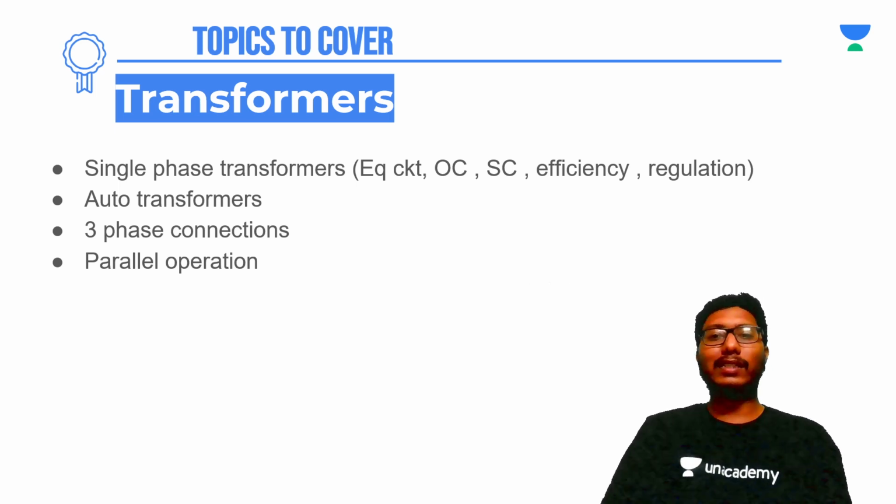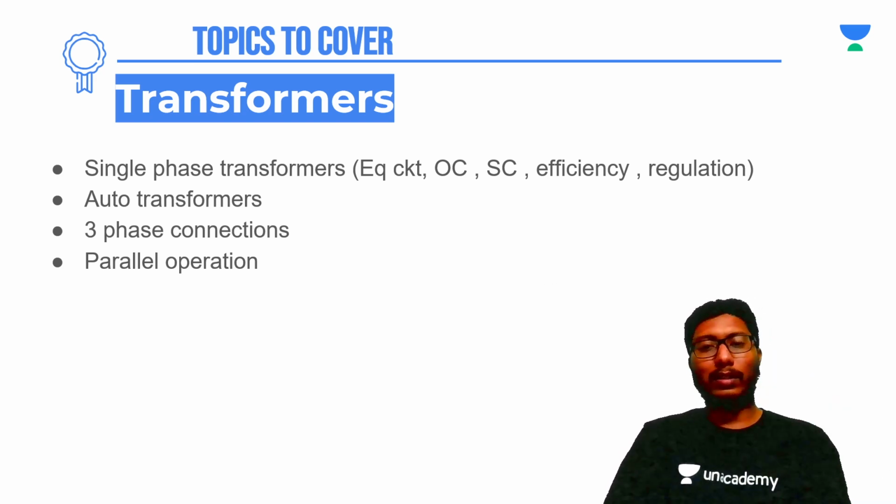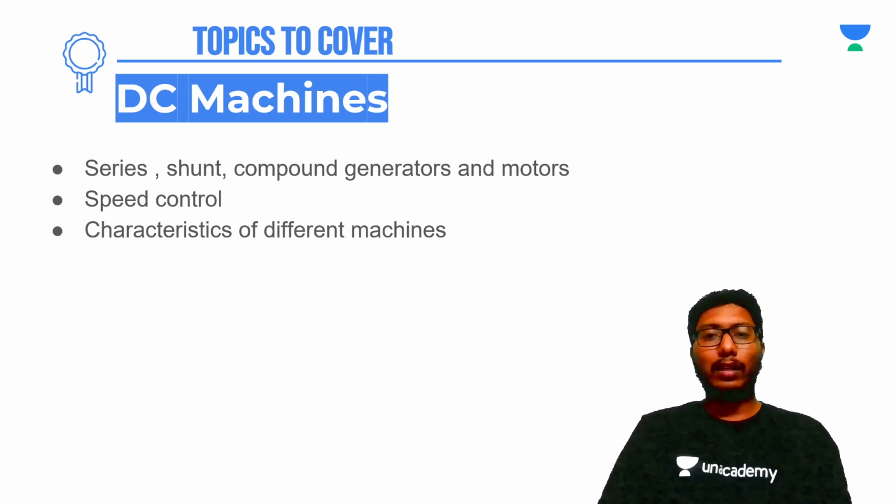And this magnetizing current phenomenon is not important for the GATE examination. It is only important with respect to theory, and it's not that important for problem solving. So till now we have discussed transformers. Now we'll go into DC machines.